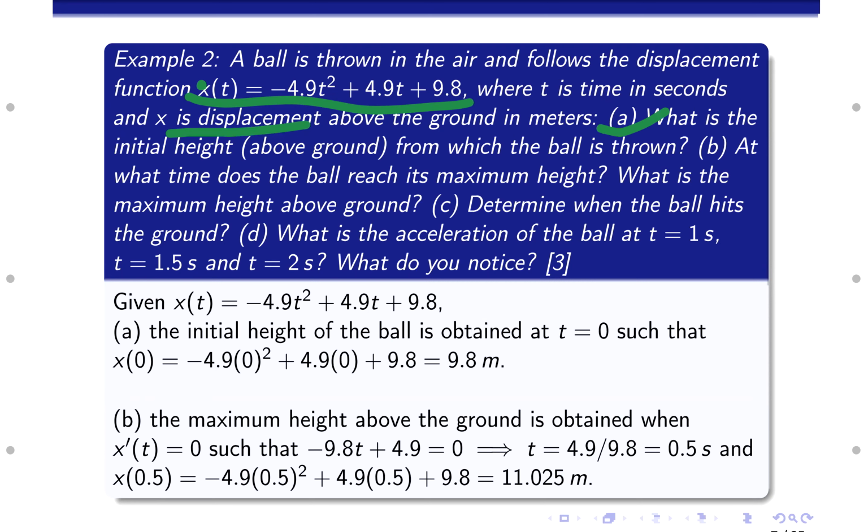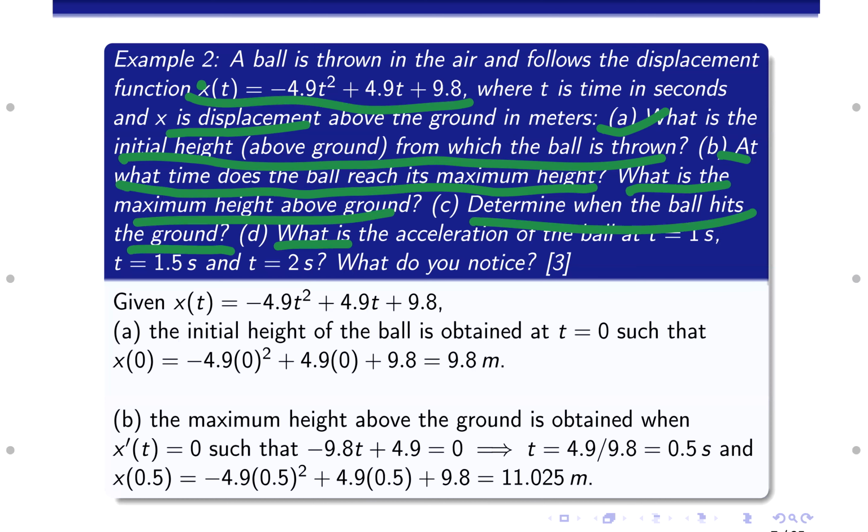B, at what time does the ball reach its maximum height? You know, when you throw something in the air like that, it ascends first, and then it gets to a point and begins to descend. Now, what is the maximum height above the ground? Then the last question is, determine when the ball hits the ground. And then what is the acceleration of the ball at t equals 1 second, t equals 1.5 seconds, and t equals 2 seconds? What do you notice? Maybe from our answers, we'll get to see what we notice.